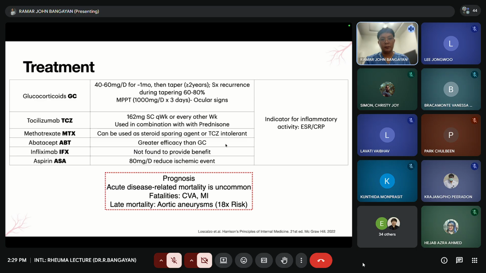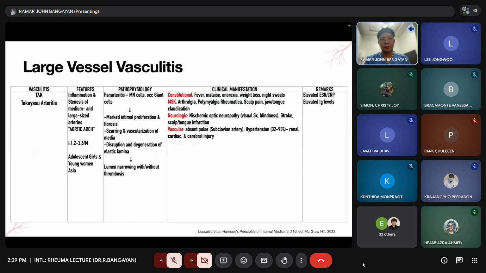So the prognosis is usually detrimental if there is a cardiovascular accident or cerebrovascular accident. So when you say CVA, it's cerebrovascular, MI is your cardiovascular ischemia. Okay, if you have aortic aneurysms, then there is an 18 times risk of mortality from GCA. Clear with GCA? Because we're going to discuss Takayasu arteritis.